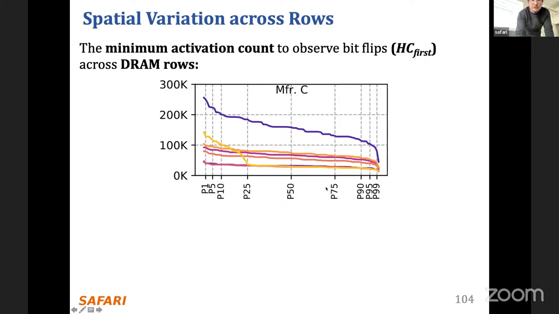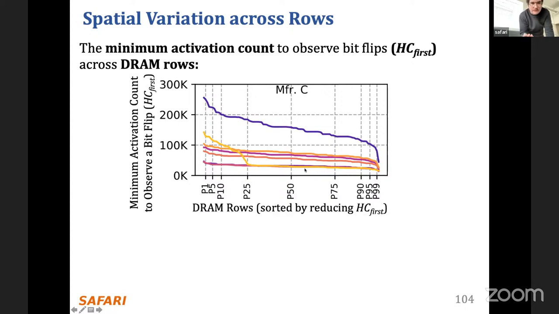The x-axis is showing you the DRAM rows. It's a population of DRAM rows. Maybe I will draw some lines here. If you look at P1, for example, and look at only this purple line, that's for one module. This means 1% of your rows had more than 250K HC first, but 99% of your rows had an HC first value higher than 50K. Or if you look at this the other way, almost 1% of your rows only suffer from a relatively low HC first, and the other rows are relatively fine. They can withstand more activations before the bit flips are induced. There's heterogeneity in the distribution of your minimum activation count.